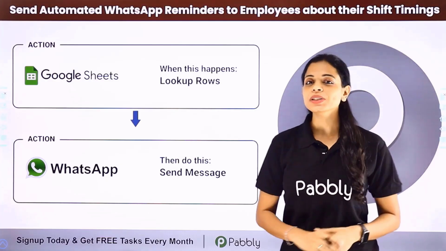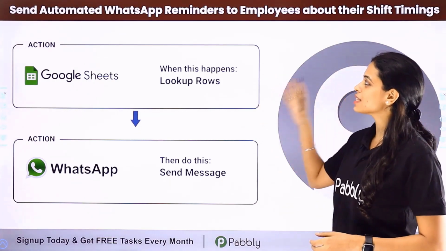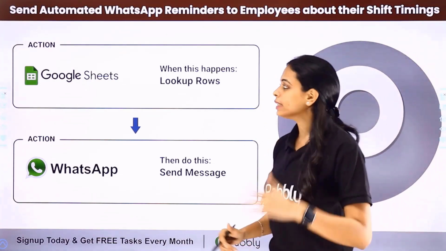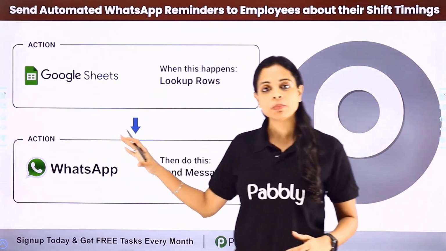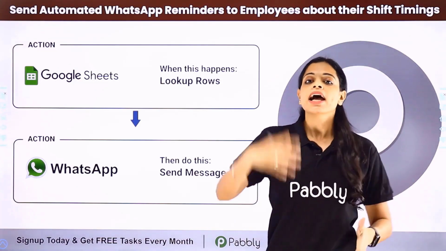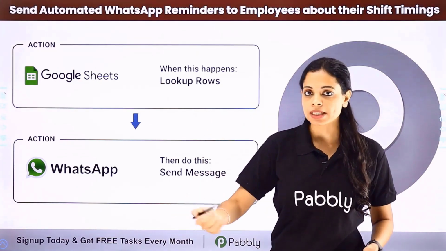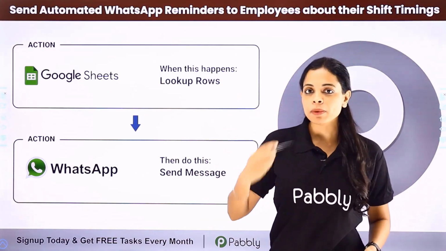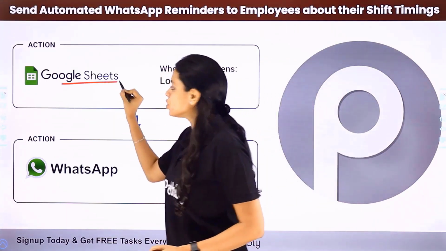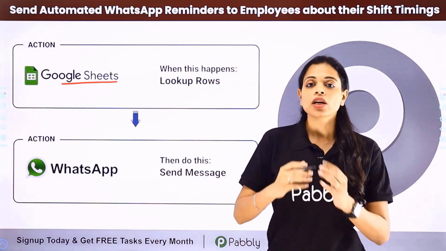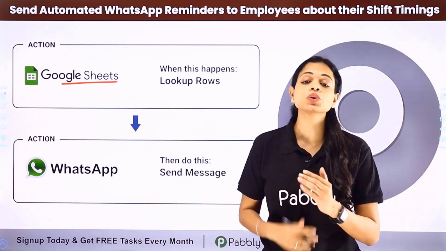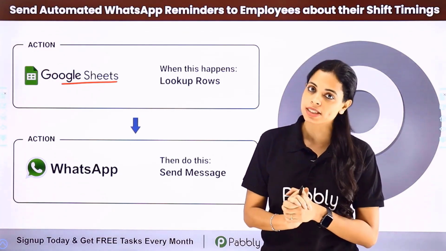In this video, we are going to see how to send automated WhatsApp reminders to employees about their shift timings. So let's say that you have all the details of your employees on any spreadsheet, let's say Google Sheet, where you have the name and then the dates and their shift timings. Now you want to set up a workflow which should run every day and it should check your Google Sheet. And if there is any employee who has a particular shift 2 days later, it should be able to send a reminder to that person through WhatsApp.